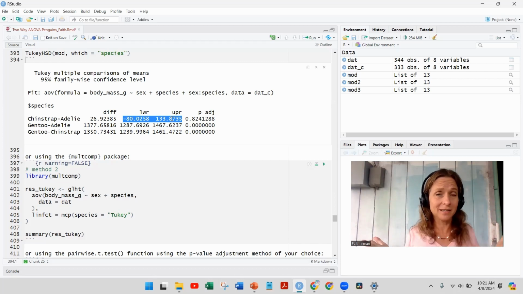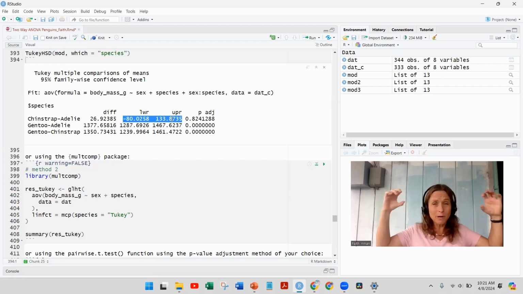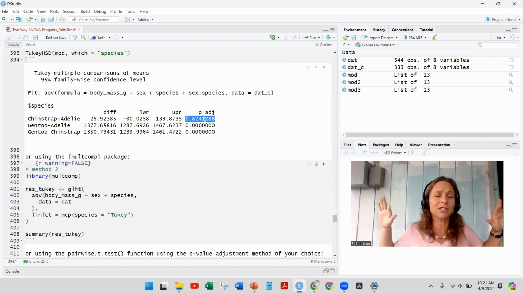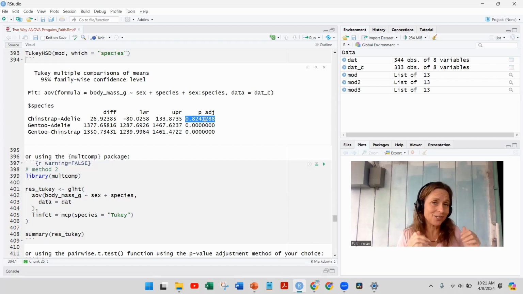Remember, our null hypothesis is that the difference in means is zero. They are equal. One mean minus another equals zero. And that number zero is somewhere in those confidence intervals, so we can't rule it out. We can't rule out that the mean difference is actually zero. That's why we see that the p-value is 0.82. The p-value is greater than 0.05. We do not reject the null hypothesis of no difference in means between these two species, right?